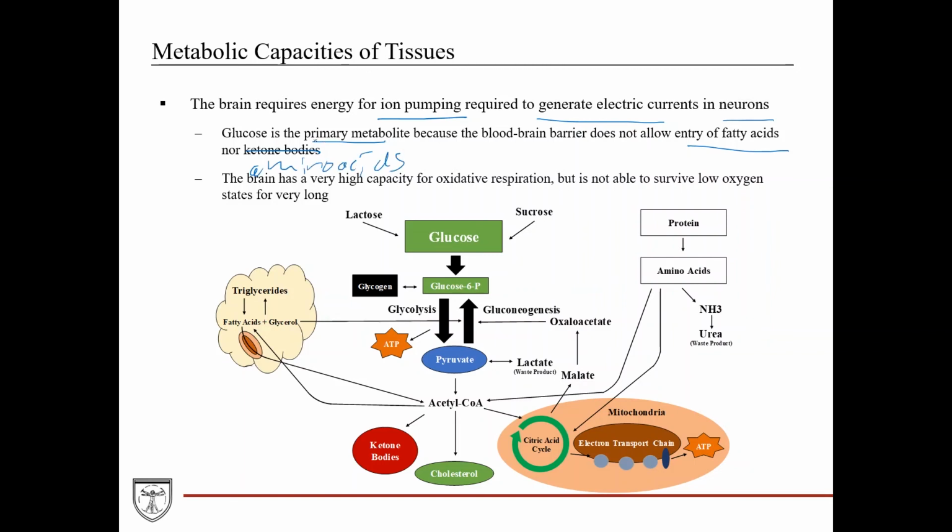Not ketone bodies. Apologize, that's an error in the book. Make sure you cross out ketone bodies. Ketone bodies actually can cross the blood-brain barrier, which is important during prolonged starvation, which we'll talk about in a second. So it blocks amino acids.